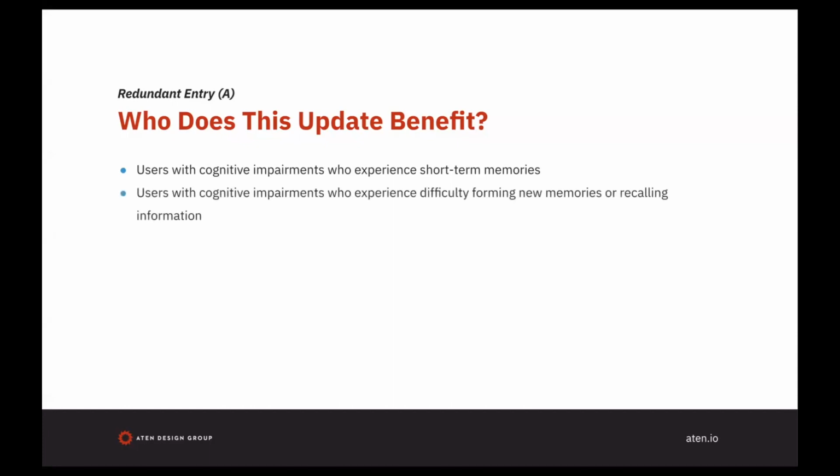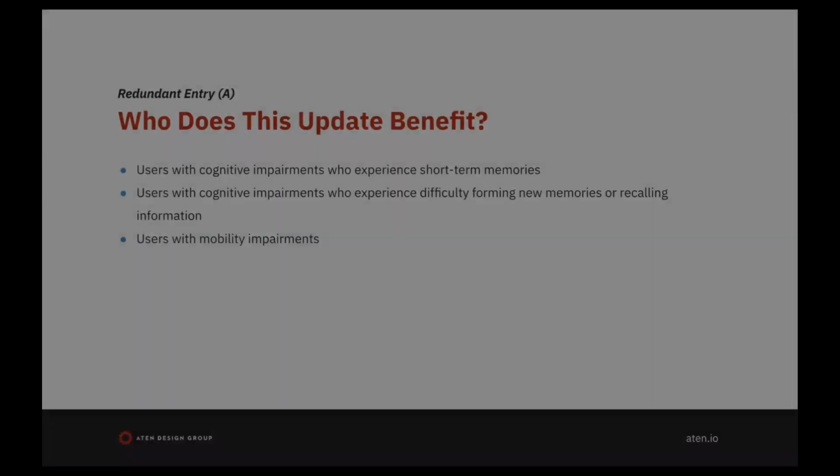It could be users who experience difficulty forming new memories, recalling information, and other functions related to cognition that can complete processes without having to unnecessarily rely on their memory, as well as users with mobility impairments. For example, who are using switch control or voice input, they can benefit from a reduced need for text entry because it is not the easiest of assistive technology to use. And of course, this helps everyone because we have a lot of passwords to remember out there.